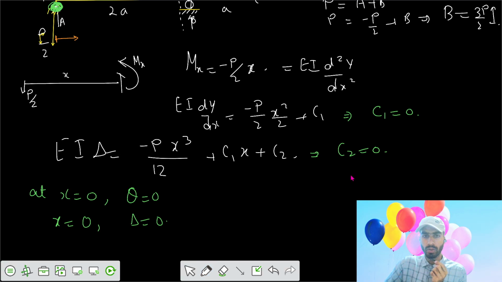By px cubed by 12, px squared by 4, px squared by 4, and px squared by 4, and x cubed by 12.